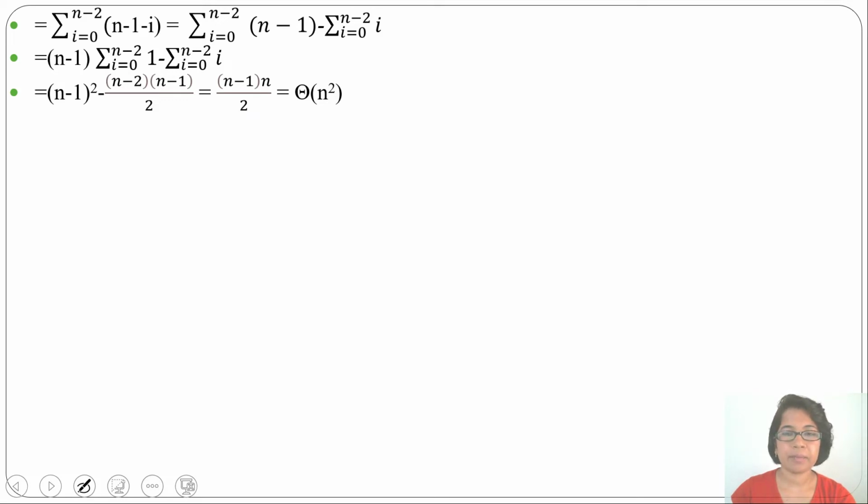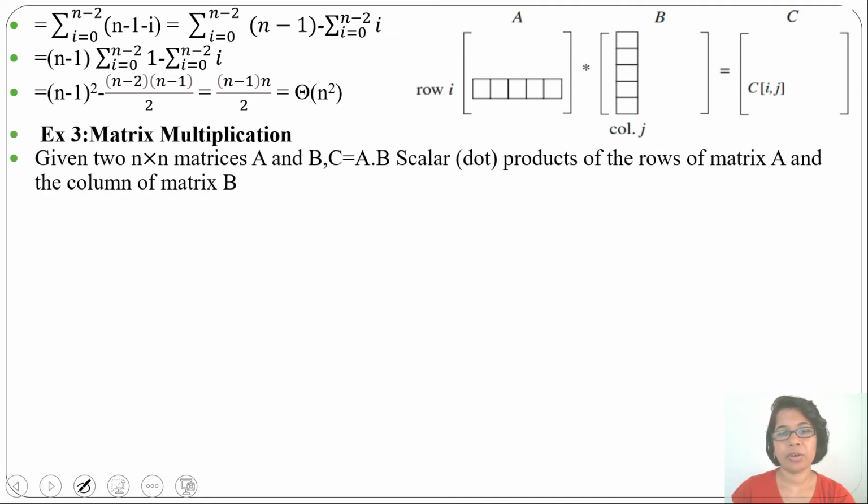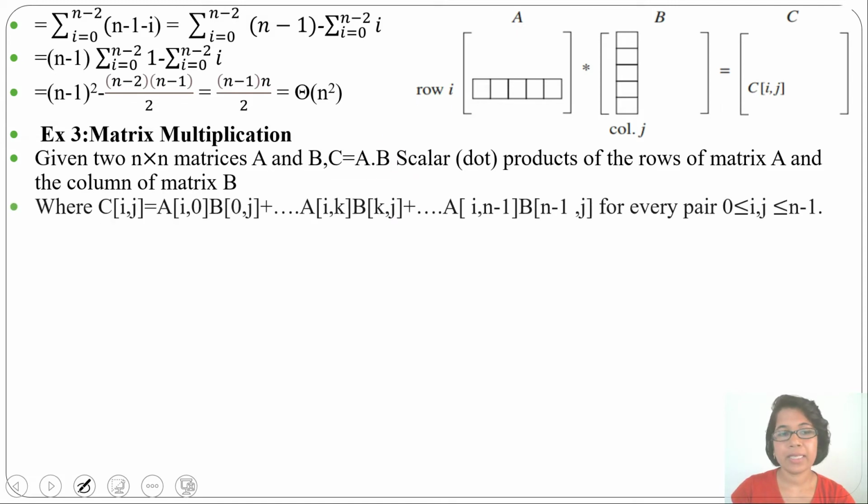Let's discuss the next example, matrix multiplication. An n cross n array is given, let A and B. C will be their dot product or scalar product. So we can write C equals A multiplication B, or A dot B, that is for dot product, where Cij equals A of i0 multiplication B of 0j, plus ..., plus A of ik multiplication B of kj, plus ..., plus A of i(n minus 1) multiplication B of (n minus 1)j, for every pair 0 less than or equal to i, j less than or equal to n minus 1.